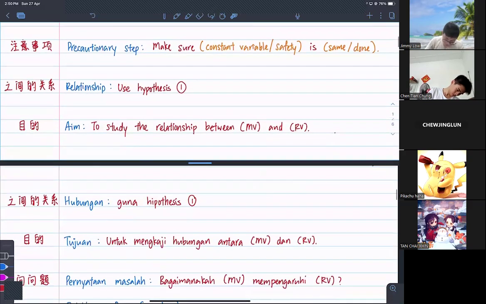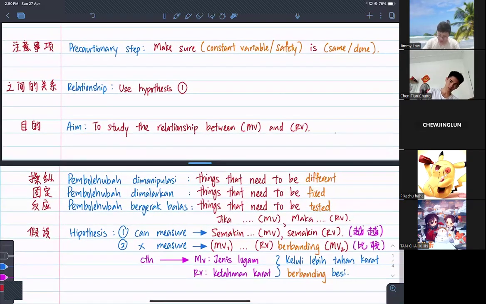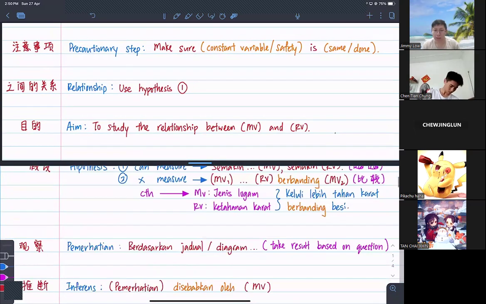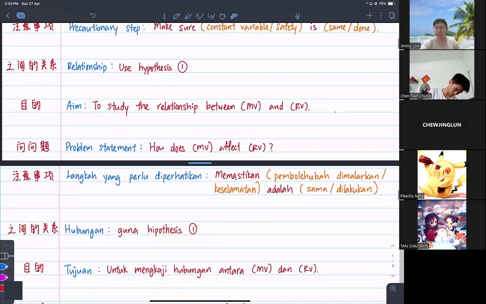When it comes to hubungan or relationship, you just use the first hypothesis, the more the less, semakin semakin. If your teacher don't let you use semakin semakin, you write jika maka, same thing. Jika maka will be more acceptable for Malay lah, because semakin semakin is not so good.